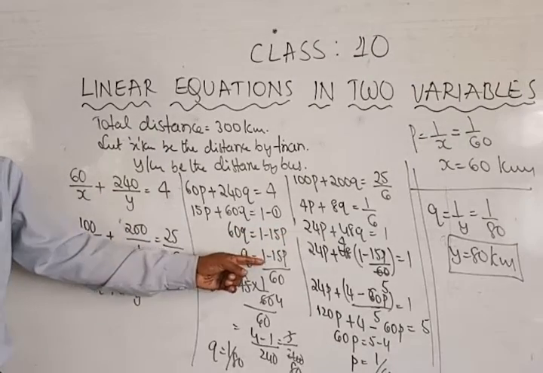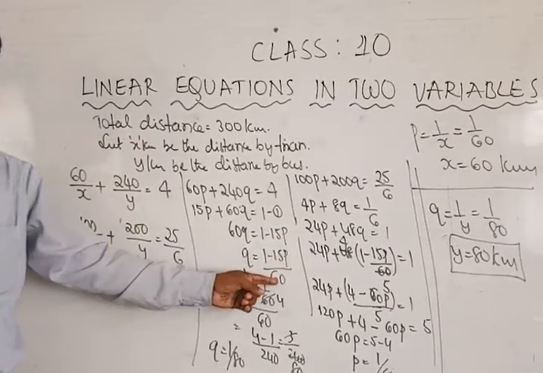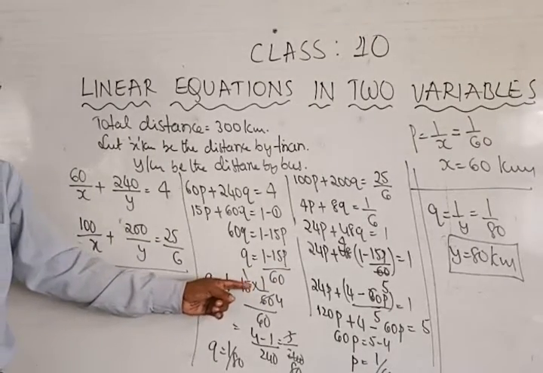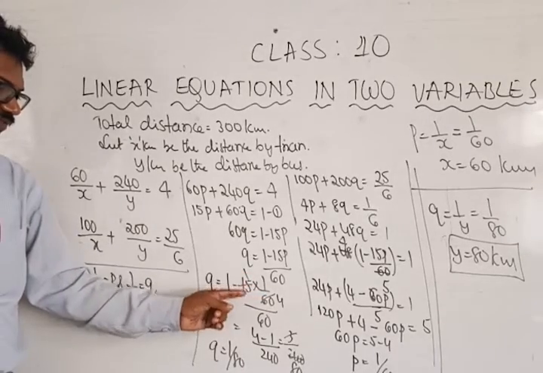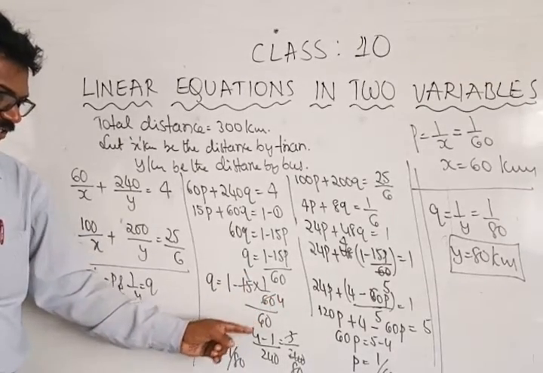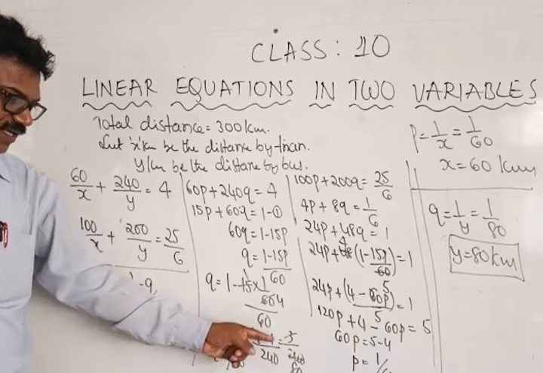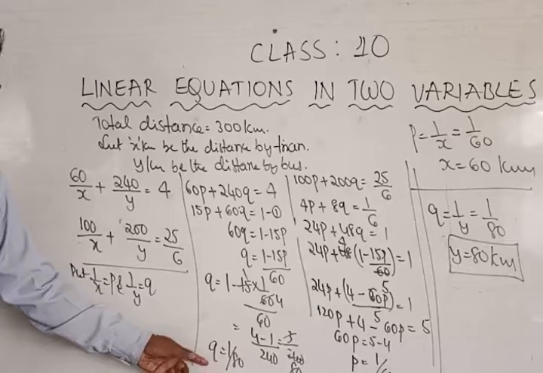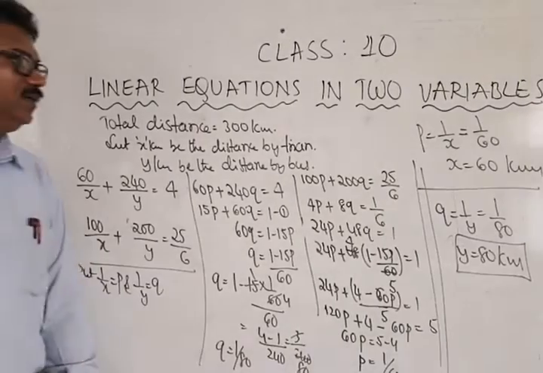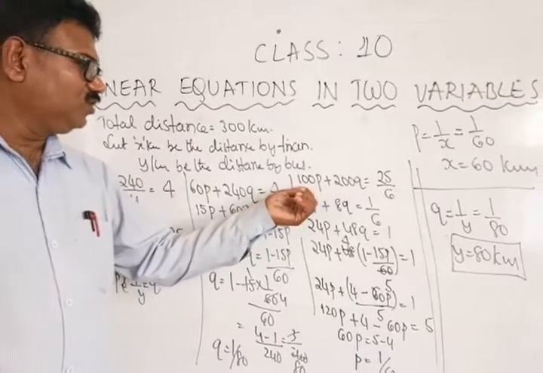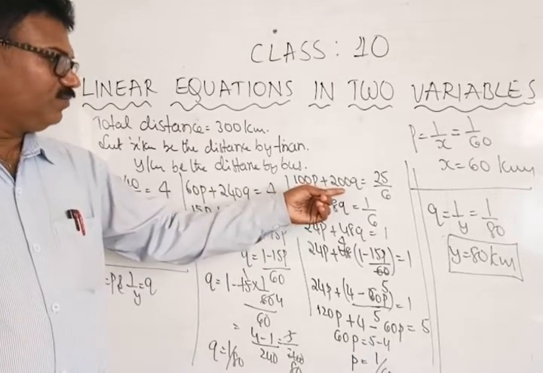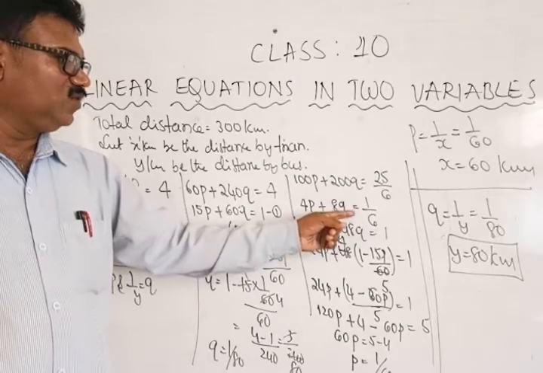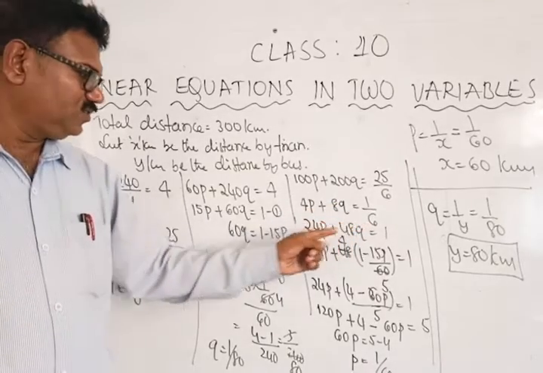q equal to (1 minus 15p) divided by 60. Therefore, q equal to (1 minus 15 into 1 by 60), that is 15 ones, 15 fours, divided by 60. 4 minus 1 by 240. 3 by 240 equal to 1 by 80. Therefore, q equal to 1 by 80. Right? Now, same here also, 100p plus 200q equal to 25 by 6. 4p plus 8q equal to 1 by 6.